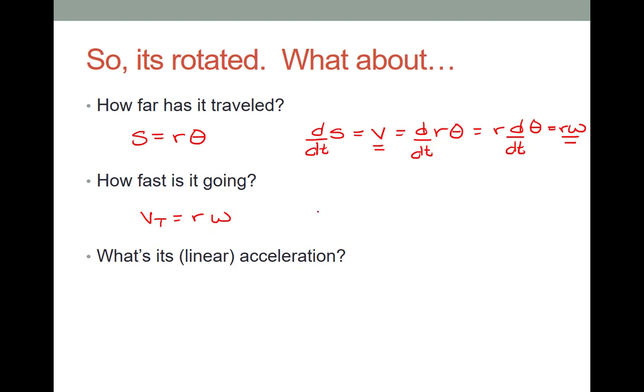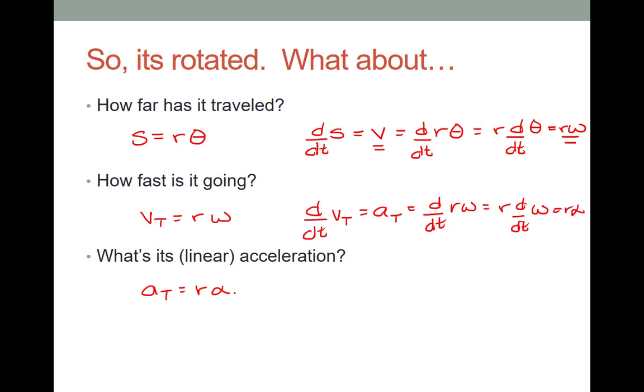And I can do a similar piece by taking the derivative of that velocity. That will give me my tangential acceleration. So that'll be d by dt of r omega, or r d by dt of omega, which is r alpha. So the tangential acceleration is the radius times the angular acceleration.